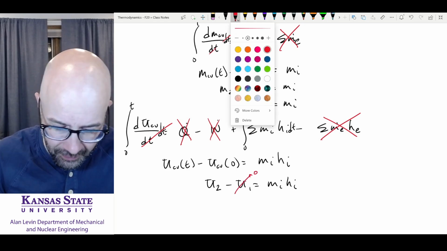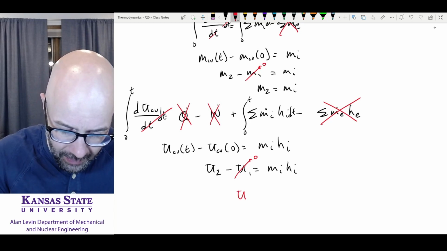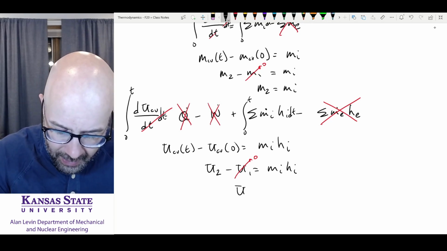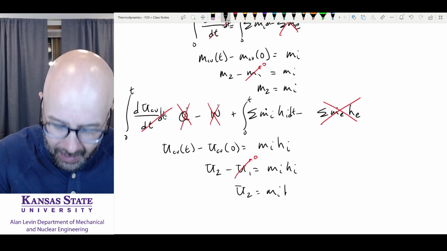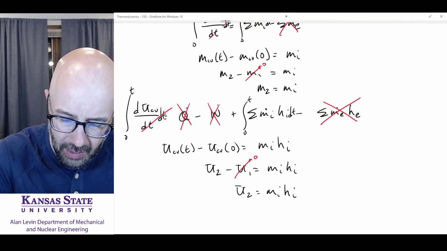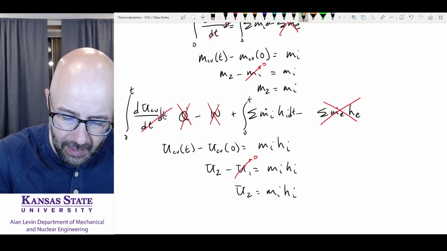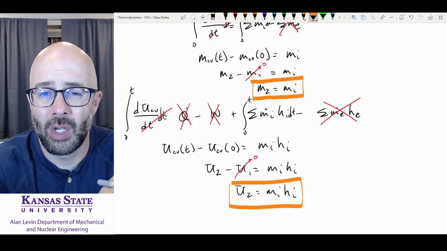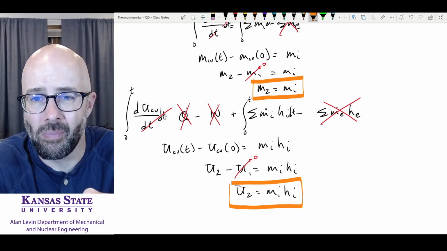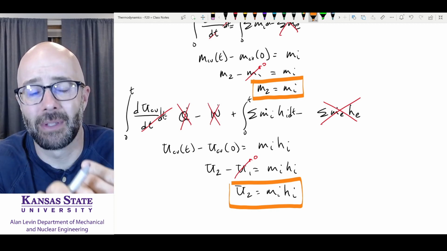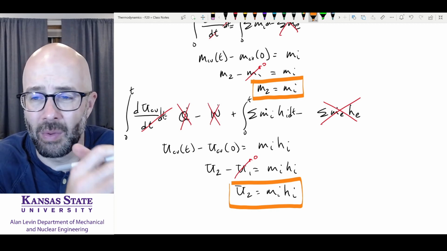It goes like this. The internal energy of 2 is equal to the mass in times the enthalpy in. Okay, so now what we have is these two equations. This is my equation, and this is my equation. So I've taken the mass continuity equation, integrated it, and simplified it. I've taken the energy equation, simplified it and integrated it, however you want to look at it.